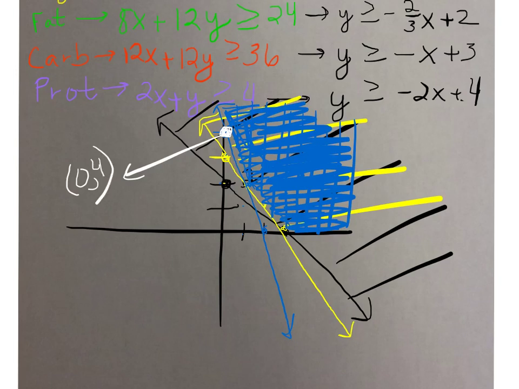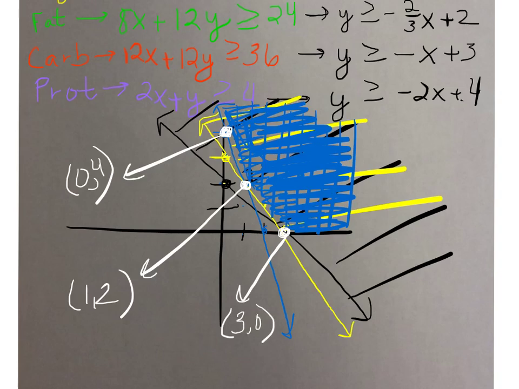Okay. If I look at the next corner point, so where the yellow and the blue lines meet, that point is going to be 1, 2. Okay. And if I do one more like that, the other point of this blue shaded region is going to be the point 3, 0. Okay. So remember those 3 points.